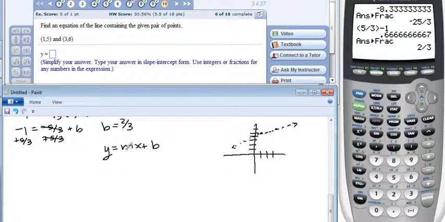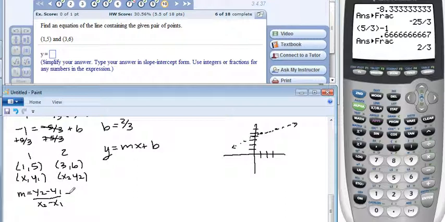Again, all we need is the slope and the y-intercept. I have neither. But look what I have. I have 2 points. I can always find the slope between any 2 points. Because I don't have a graph, I think what I'll do is I'll just use the formula. So it's y2 minus y1 over x2 minus x1. I randomly said this is point 1 and point 2, just so I keep things straight.